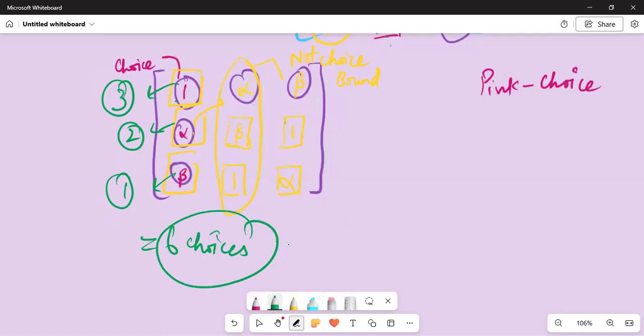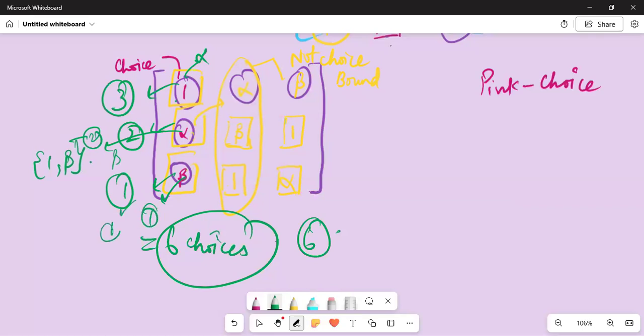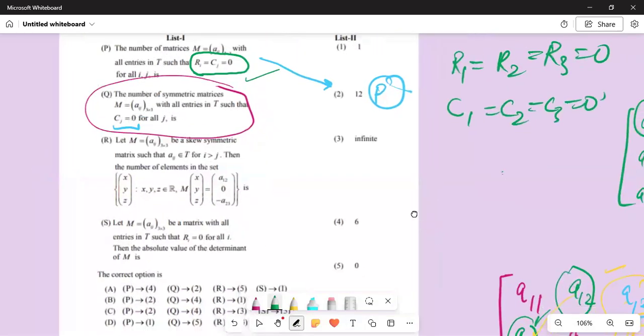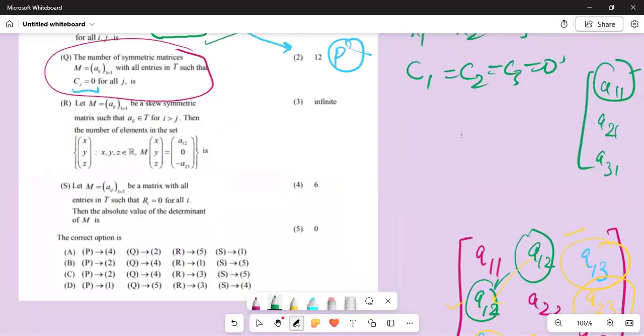So how many matrices do you have? 6 such matrices. You could choose this alpha. If you had chosen this alpha, this should have been either 1 or beta. So that means 2 choices. And once you choose it to be beta, the very last element had to be 1. So this had just 1 choice. So total choices are 6. So this gives the answer for part Q to be 6. This is Q.